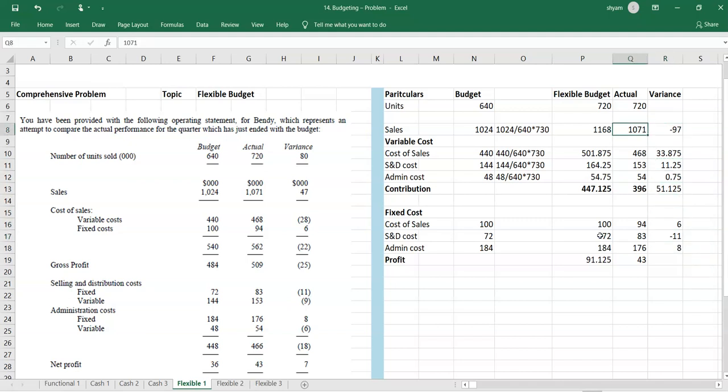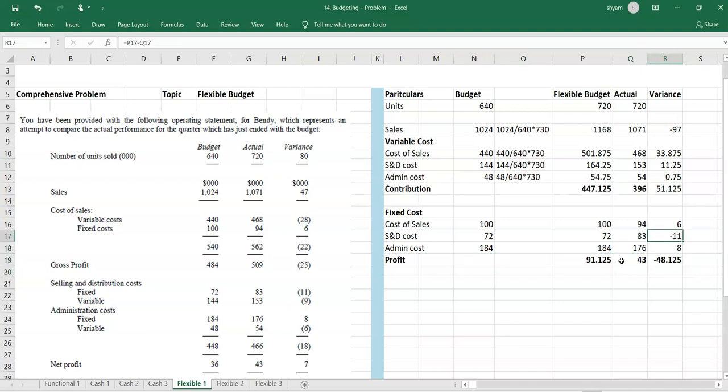See, the variance occurs because of the fall in sales. Sales should have been 1168, but it is only 1071. So because of that only the variance is incurred. So this is a negative number. So if you add all the variances, not all, at least these variances, you will get the total. So that's 48.125. So that's about the sum here.